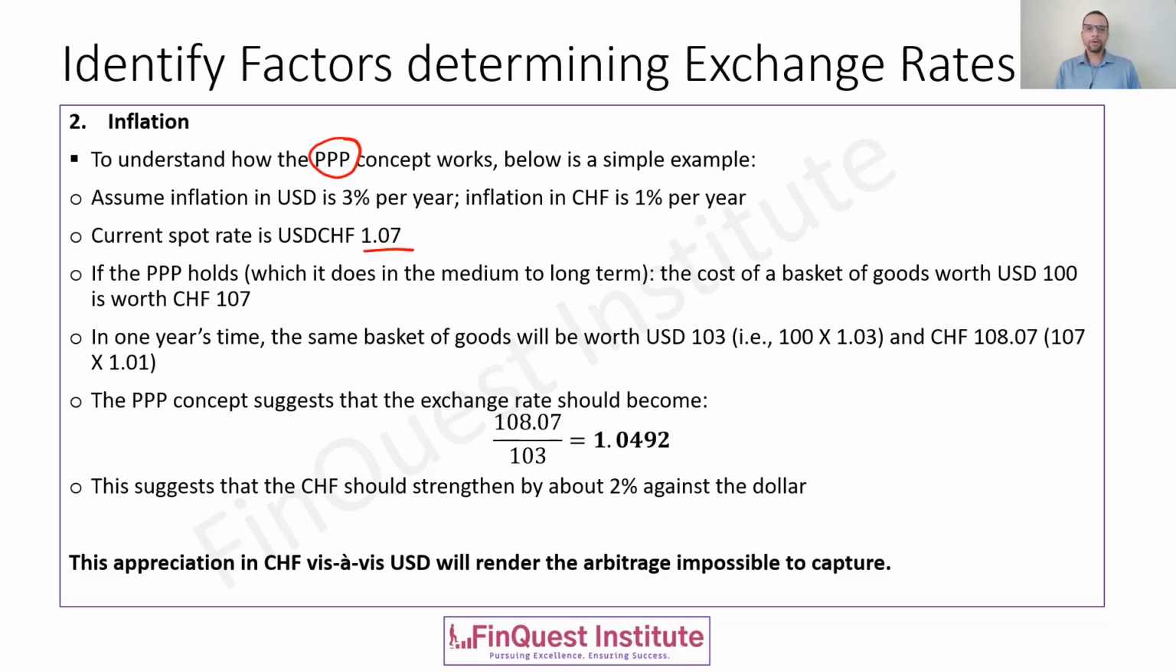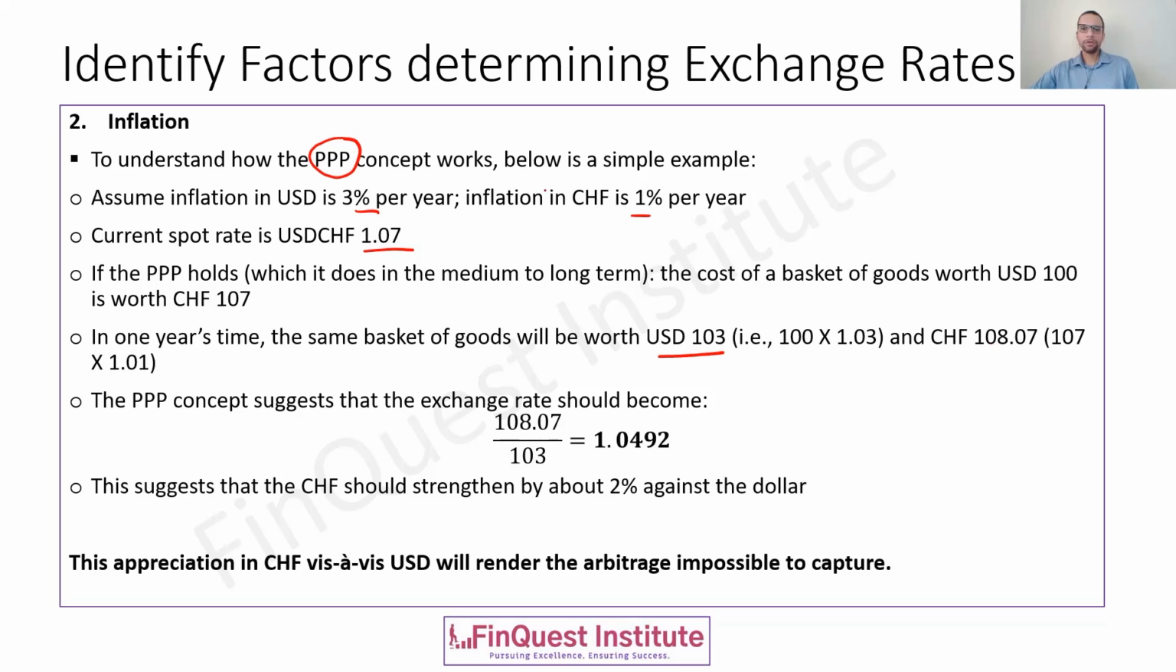Now, if the purchasing power parity holds, and PPP holds in the medium to long term, there may be certain imbalances which may exist in the very short term, but in the medium to long term, purchasing power parity holds. Now, the cost of a basket of goods worth $100 in the United States will be worth 107 Swiss francs in Switzerland. Now, in one year's time, after factoring in these numbers for inflation, we know that the same basket of goods will cost 103 American dollars, because we know that the inflation rate in America is 3%. So $100, which was the initial worth, times 1.03 is 103 US dollars.